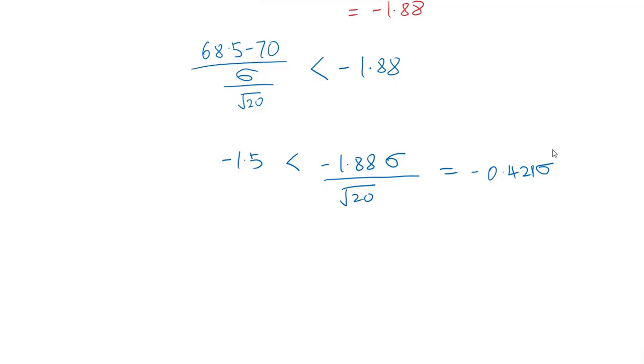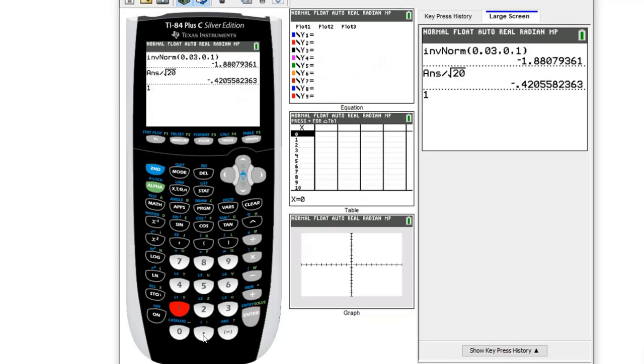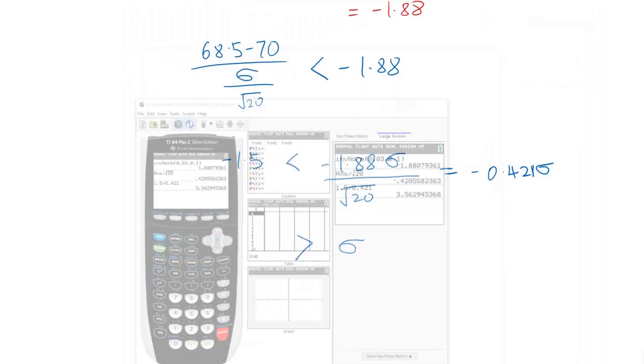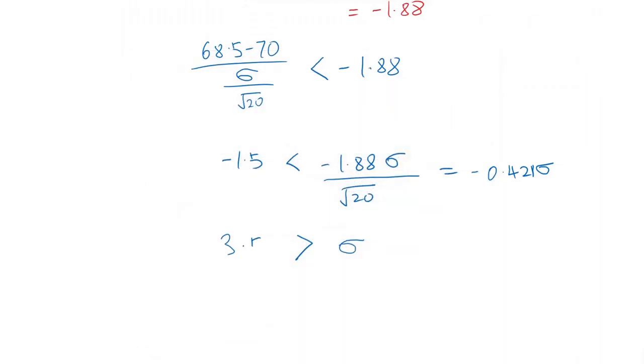To find sigma, I just divide by this constant throughout the inequality. I'm dividing by a negative number, so the sign will change. It will look like that. Now I press my calculator: negative 1.5 divided by negative 0.421. That gives 3.56. So this is the answer.